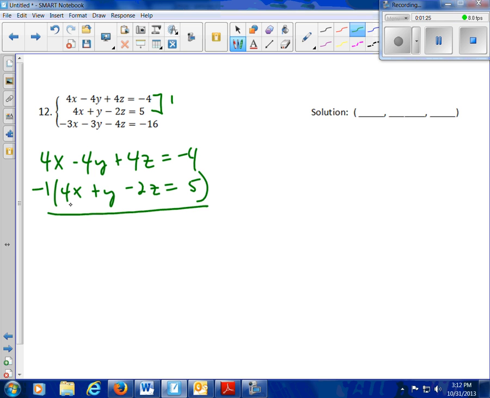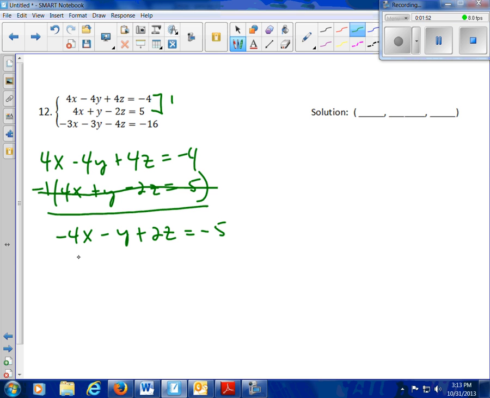So if I do -1 times 4x, I get -4x. -1 times 1y gives me -1y, and then -1 times -2 gives me a positive 2z. And finally, -1 times the 5 on the other side is going to give me a -5. So once I multiply that out, I'm left with these two equations.